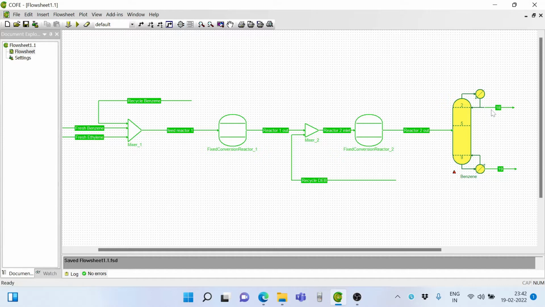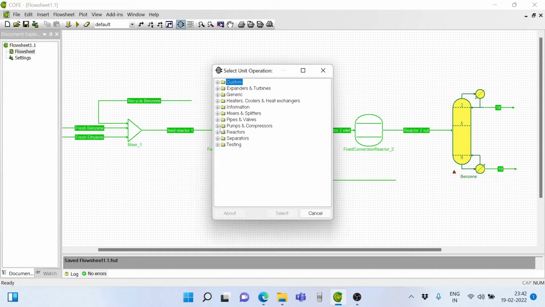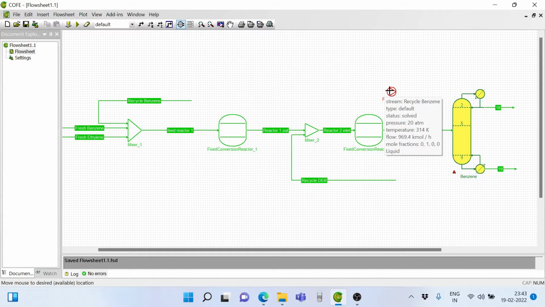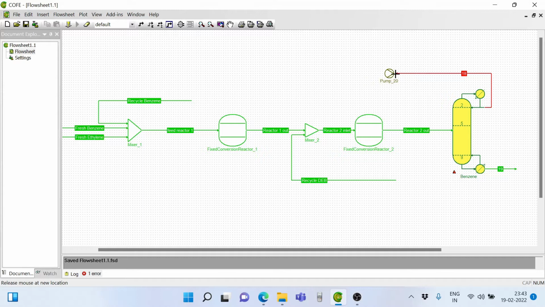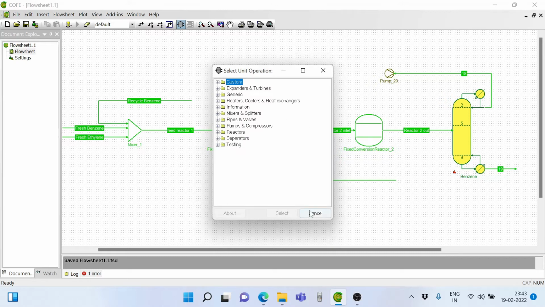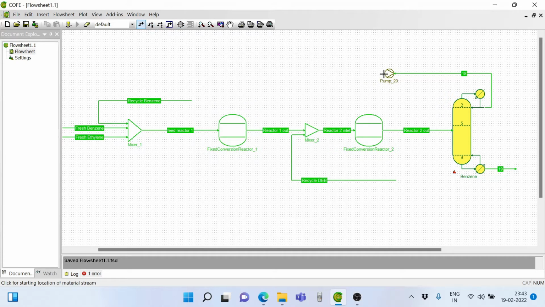Now, the first thing that we need to do is take stream number 18 and put it in a pump so that we can raise its pressure to 20 atmospheres and then put it back into the recycled benzene stream. So take a pump, attach a pump here, and take stream number 18, attach it into the pump and draw the outlet of the pump. So attach a stream to the discharge of the pump.